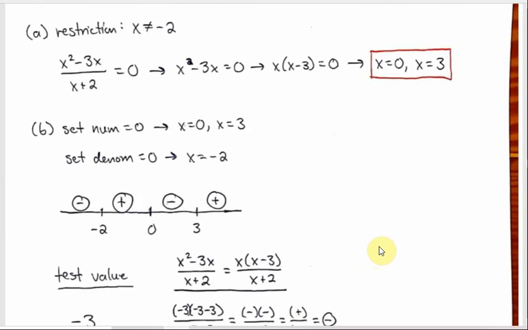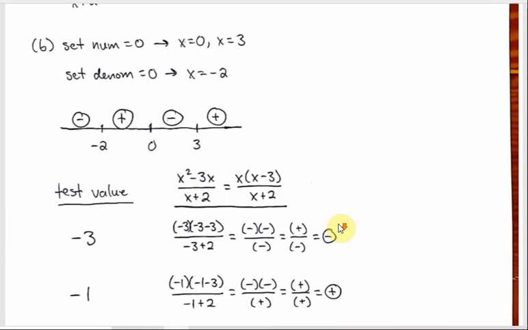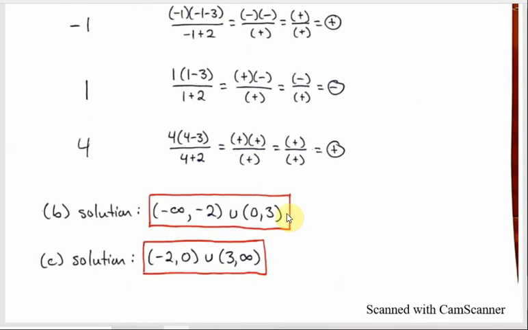And for B, we're looking for where it's less than 0. So that's out here below negative 2 and then between 0 and 3. And then for part C, it's going to be where the pluses are, right? So we go down here. That's where one of the negatives was. So negative infinity to negative 2. And then the other one was from 0 to 3. And strict inequality, so open intervals everywhere.